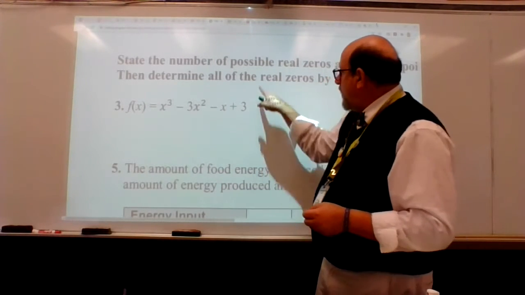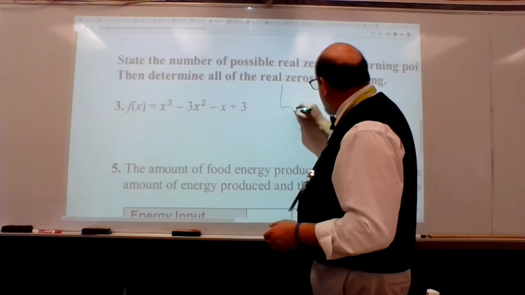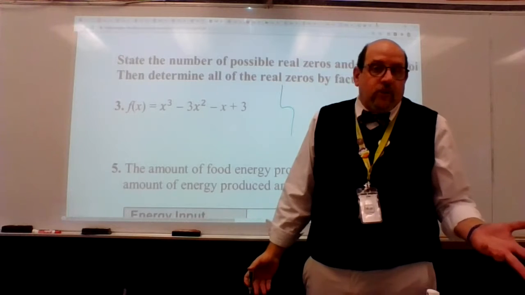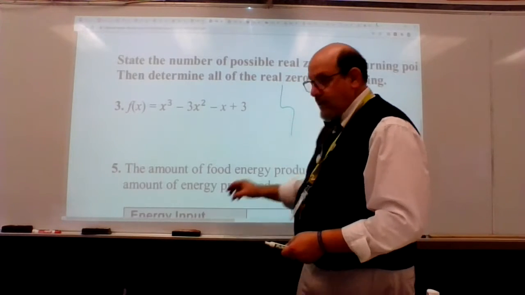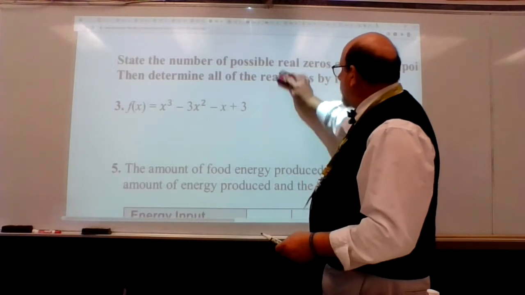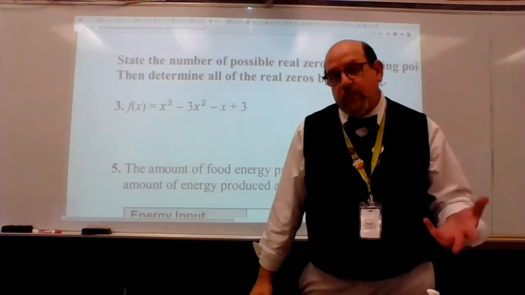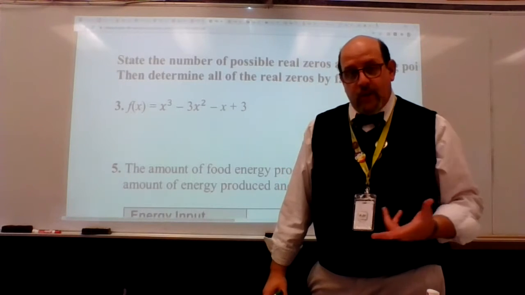It's an odd function. It's going to turn and then turn. That's what an odd function does, right? It turns and then turns. So it's going to look just like that. Well, not just like that, because that's a really rotten job of drawing, but you understand what I mean. So let's go ahead and determine those real zeros by factoring.